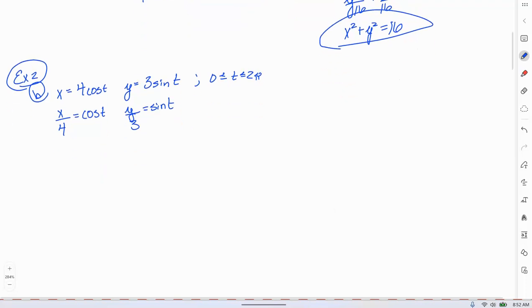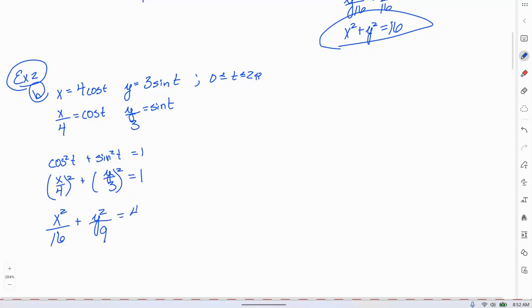So let's start by eliminating the parameter. We need something that relates this together. That's our Pythagorean identity. Cosine squared plus sine squared is equal to 1. Cosine is x over 4. Sine is y over 3. So I've got x squared over 16 plus y squared over 9 is equal to 1. So there's my equation of my ellipse.